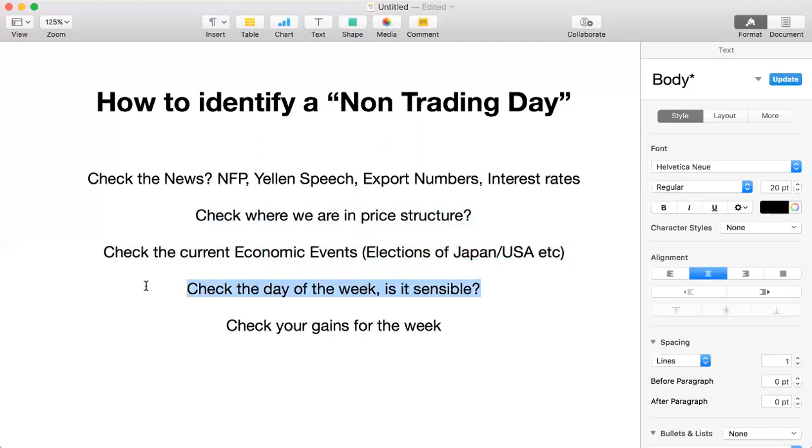I think that's something to get over. You don't need to trade every day. If you can do 25% in 4 days, don't chase an extra couple of percent on a Friday.